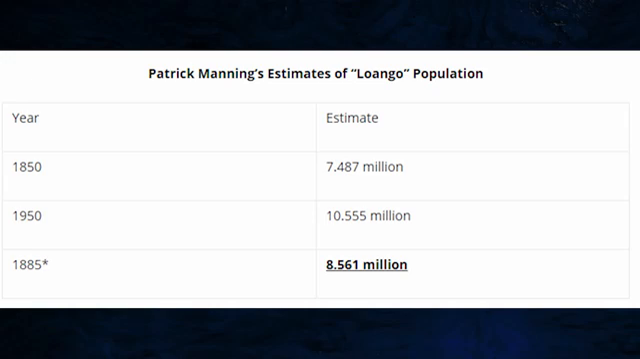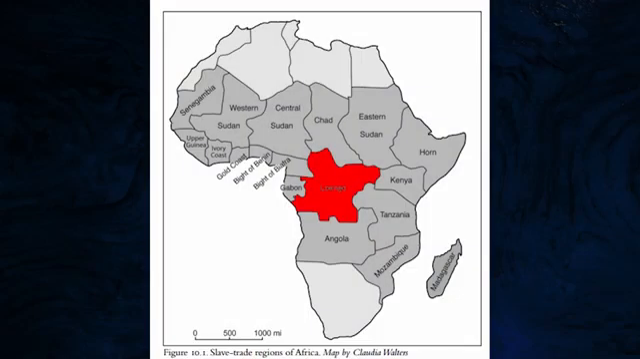Patrick Manning's estimates of Luango population go from 7.487 million in 1850 to 10.555 million in 1950, and calculated from a linear trend between those 2 years, we would get 8.561 million in 1885. Given that this region is larger than the area ruled by the Congo Free State, Manning's estimate for the population within the Congo Free State would probably be around 7 million.